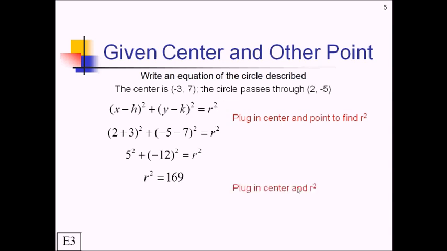So now that you've found r squared, plug that in with the center that you already had, and you'll get your final equation. So that'll be x plus 3 squared plus y minus 7 squared equals the r squared value of 169.